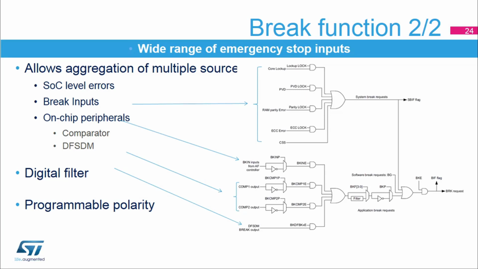Break inputs can also be detected with the alternate function controller on the MCU pinout. Last, the two comparators and the digital filter, or DFSDM, can also serve as emergency shutdown sources when they detect out-of-range signals. External sources or on-chip comparator signals can be conditioned before entering the break detection unit. This allows selection of the proper polarity and discarding of spurious glitches by means of a digital filter.